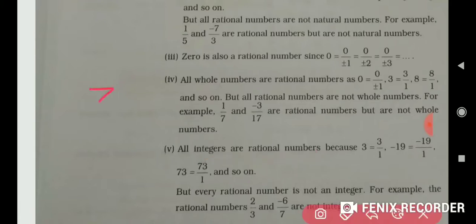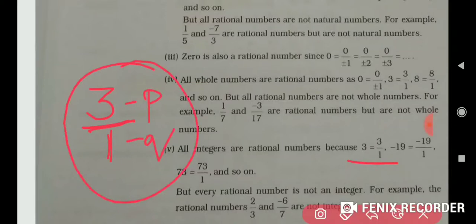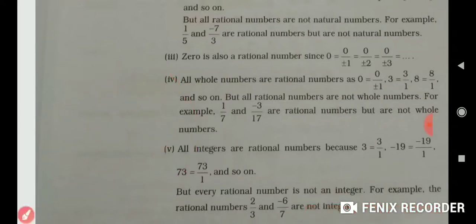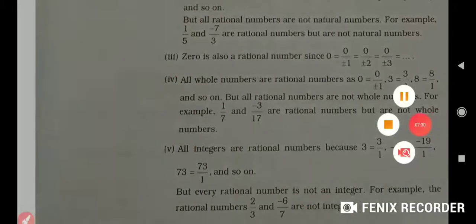For example, 3 is given. Just see here. So yes, this is also a rational number. Why? Because if I put 1 in the denominator, then what does it become? 3 upon 1. So it comes in the form of P upon Q. So this is also a rational number. Now I will explain certain properties by doing some sums.